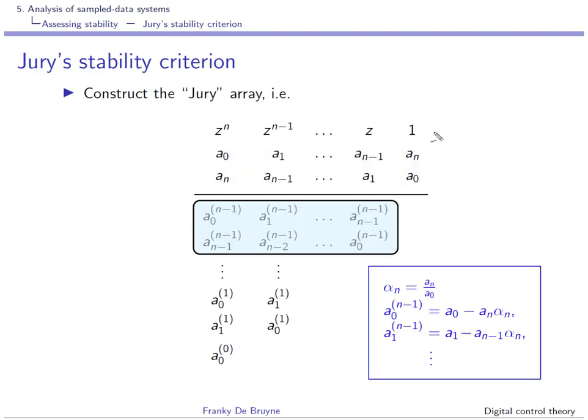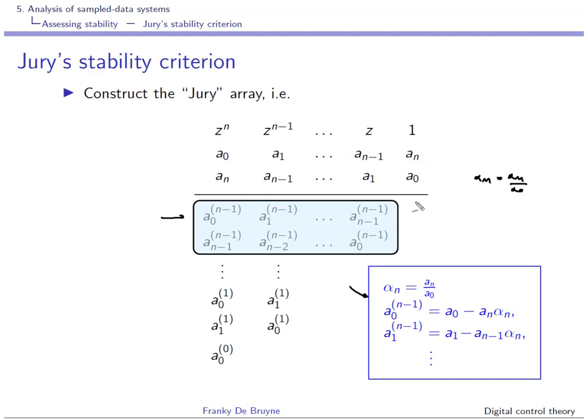Well, and then you need to construct this box over here. So the way to go is to construct this line over here. Once you have constructed it, you take the sequence, you revert it, and you write it down in reverse order below. So these elements can be obtained using these equations. So alpha n is simply obtained from the last column over here. It's an over a0.